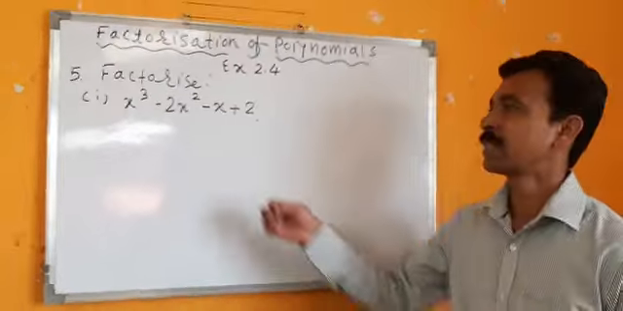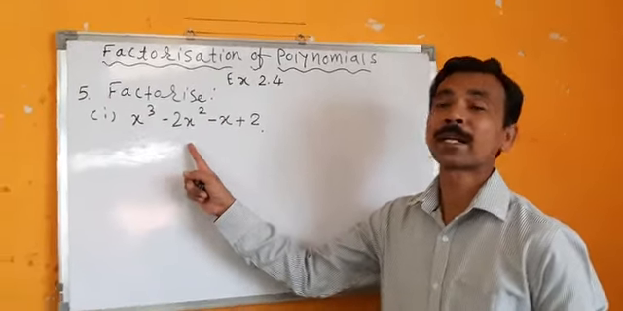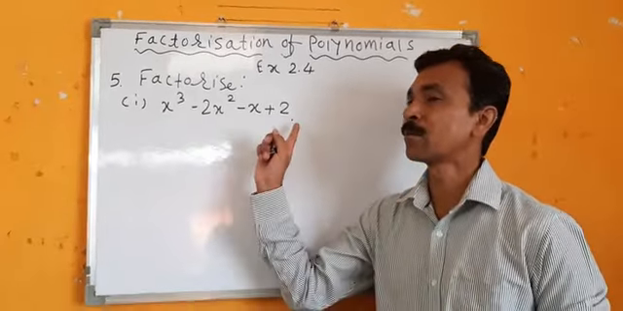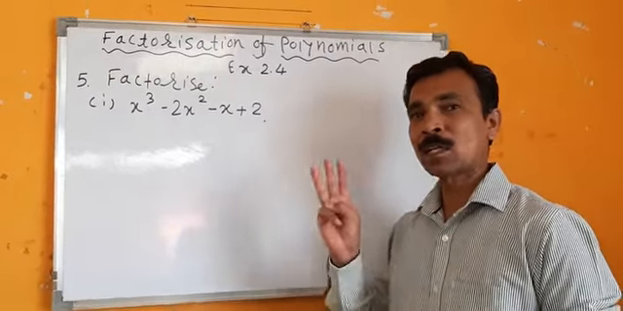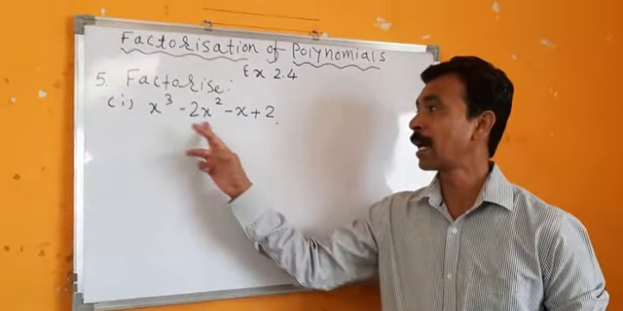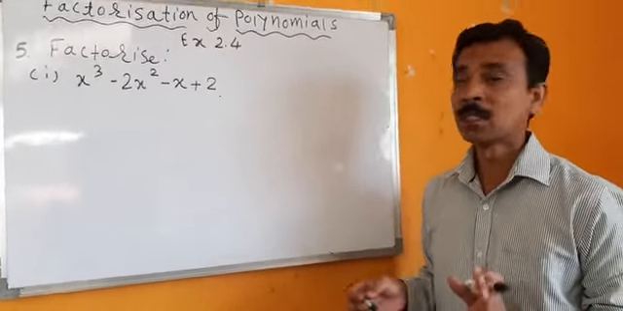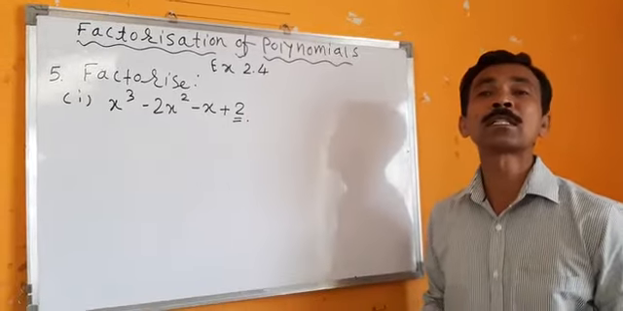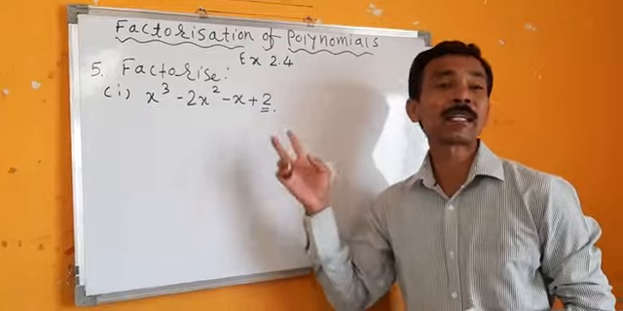Question number 5. Factorize x cube minus 2x square plus x plus 2. If you see the last question, in that factorize there are only 3 terms. Here there are 4 terms. So here what we have to do, first you have to see the constant term. What is the constant term here? 2. You have to find the factors of the constant term.